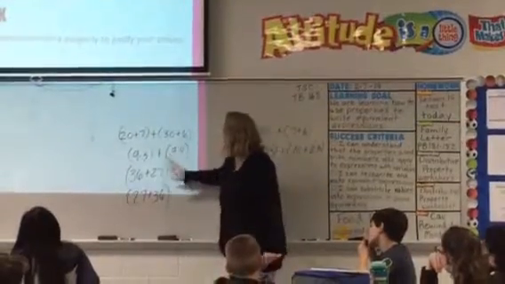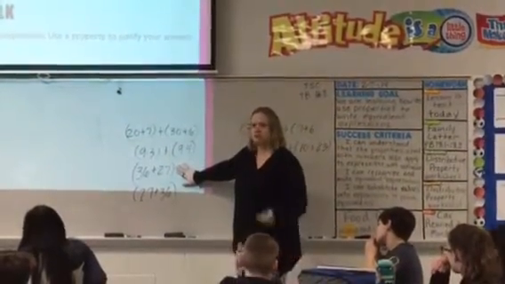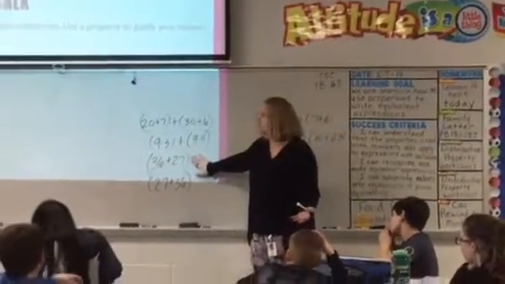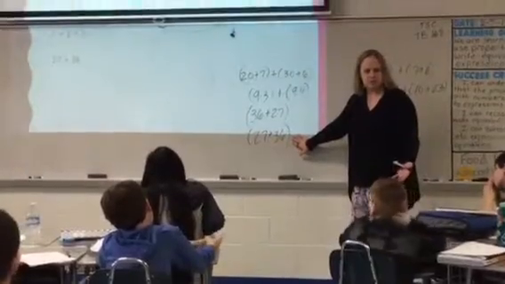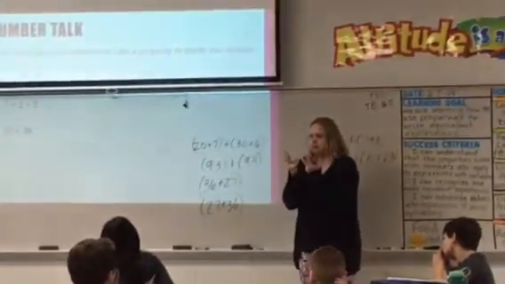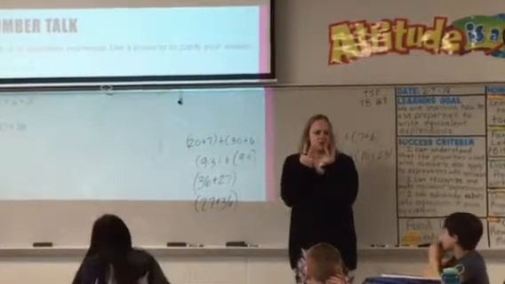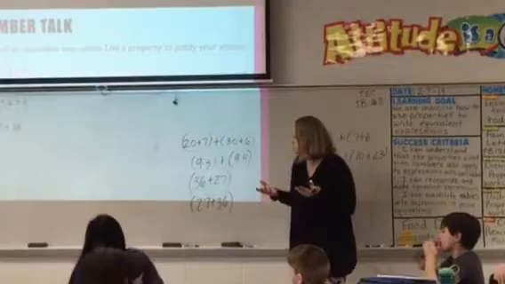So let's first start with this one. What property would we call this, class? Commutative. We just switched it up. Here, do we really need to put parentheses? You don't have to. How many terms do we have? We only have 2 terms. So we know what we're gonna do first, right? We're gonna add those 2 terms.